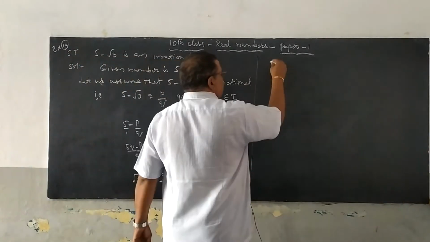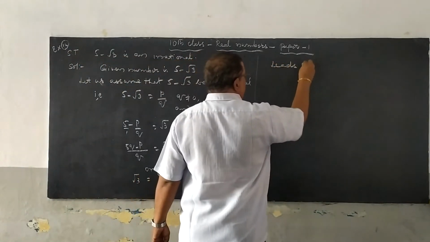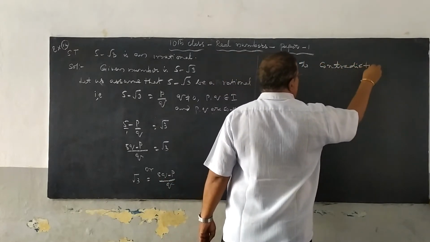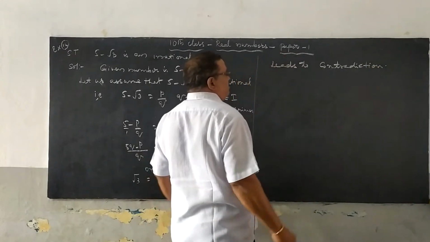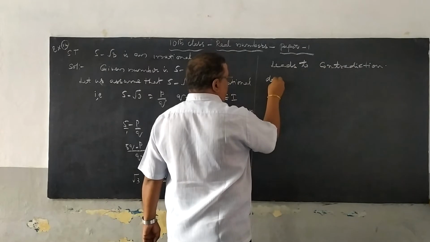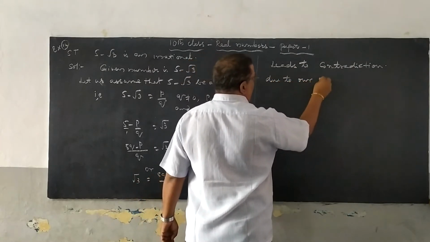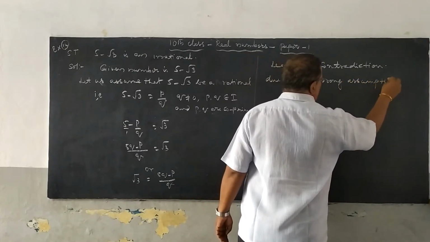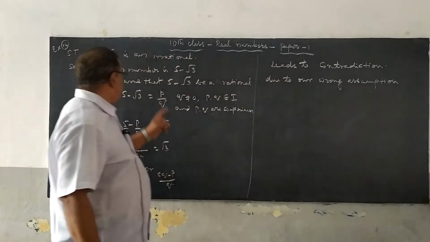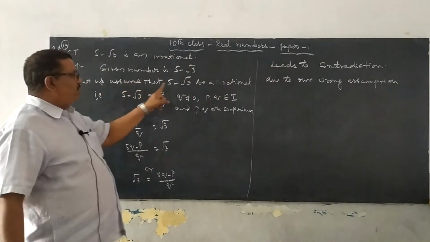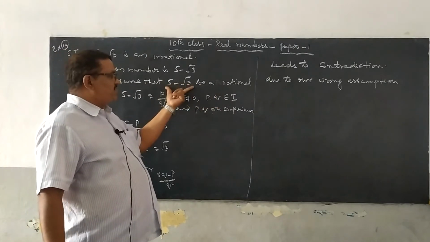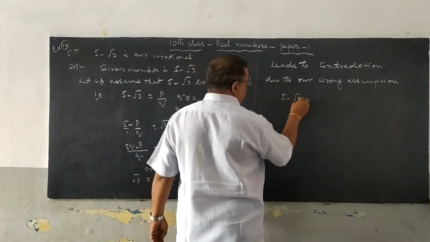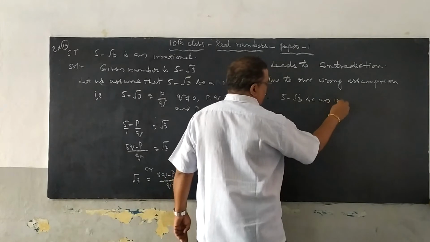This leads to a contradiction. Why does this lead to a contradiction? Due to our wrong assumption. What is our assumption? Let us assume 5 minus root 3 be rational. This is our assumption. So therefore 5 minus root 3 is an irrational number.